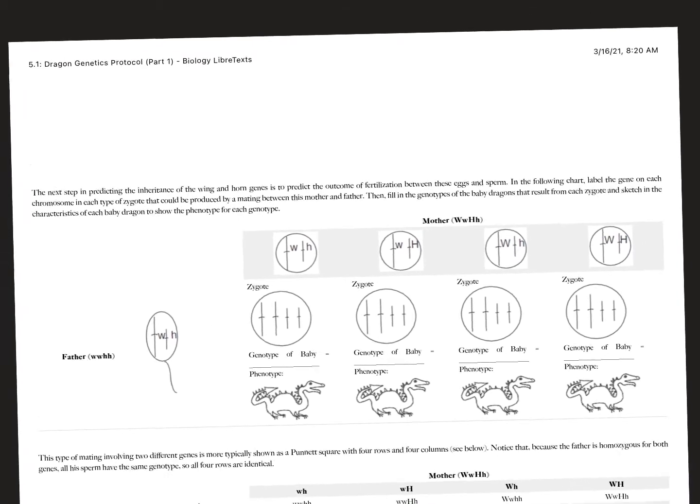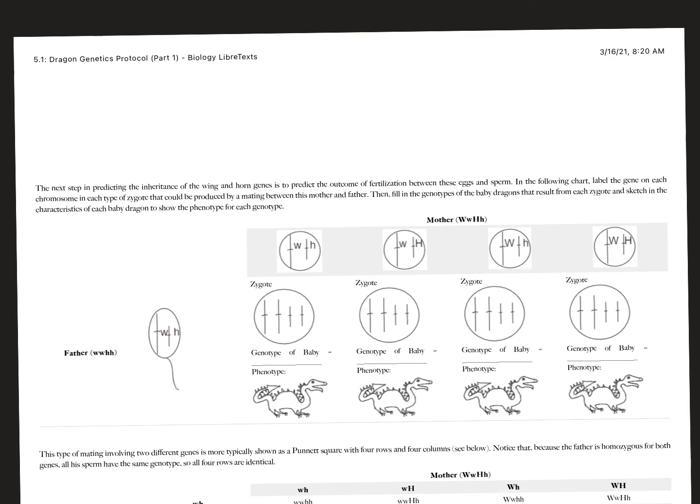The next step in predicting the inheritance of the wing and horn genes is to predict the outcome of fertilization between the eggs and sperm. In the following chart, label the gene on the chromosome in each type of zygote that could be produced by mating between the mother and the father. Then fill in the genotype of the baby dragons that result from each zygote and sketch in the characteristics of the baby dragon to show the phenotype for each genotype.